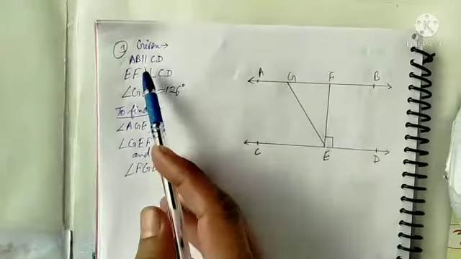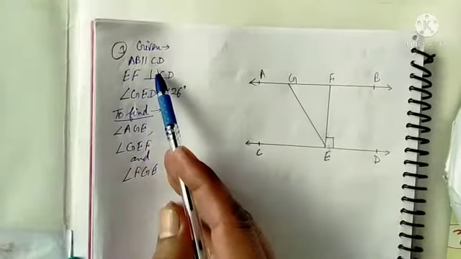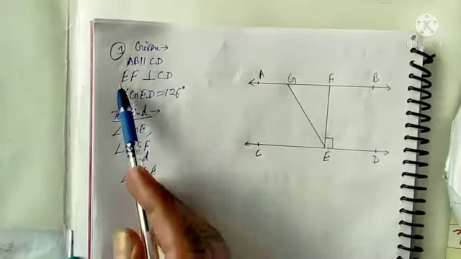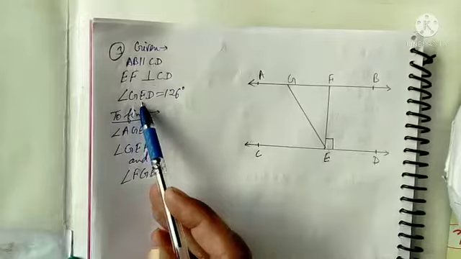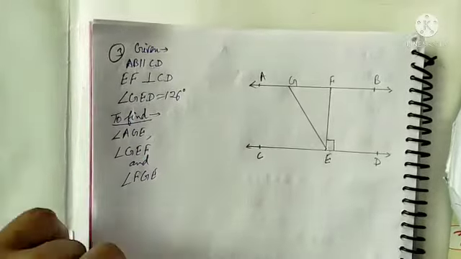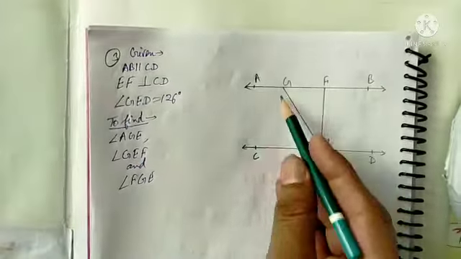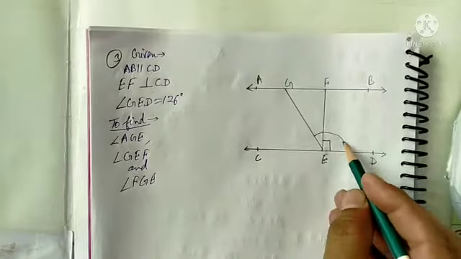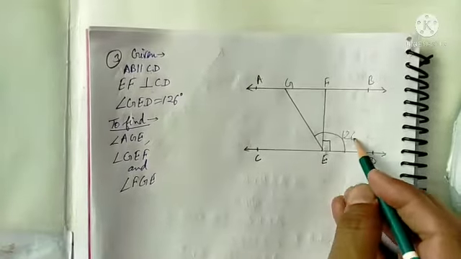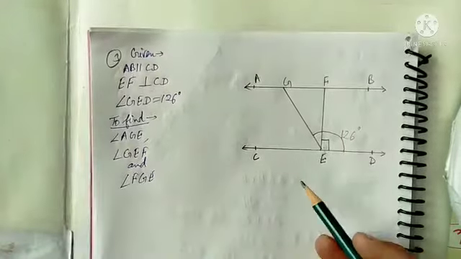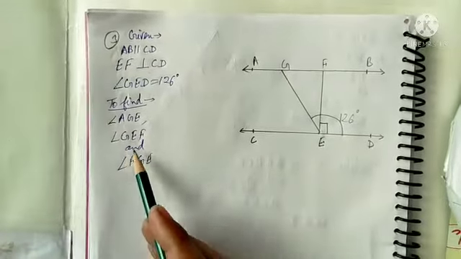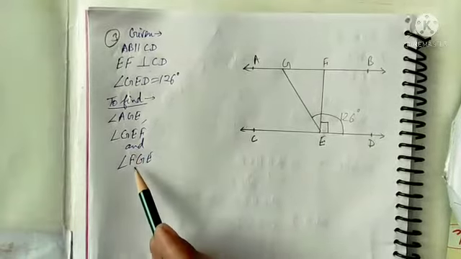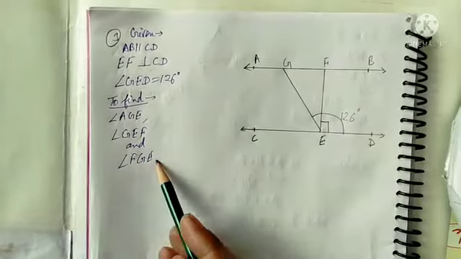Question number 3. Given that AB is parallel to CD, EF is perpendicular to CD, and angle GED is 126 degree. Which angle is 126? Angle GED, this is 126 degree. Okay. And what to find out? Angle AGE, angle GEF and angle FGE.